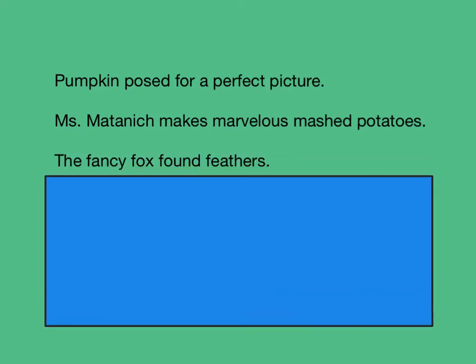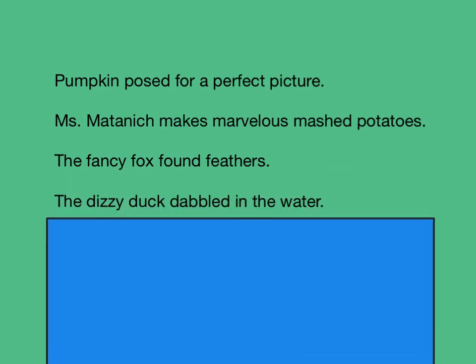The next one, the fancy fox found feathers. And you've probably recognized that the alliteration in this sentence is the letter F. And my final sentence, the dizzy duck dabbled in the water. And again, I'm sure you recognize that the alliteration in this sentence is the letter D, or the D sound.